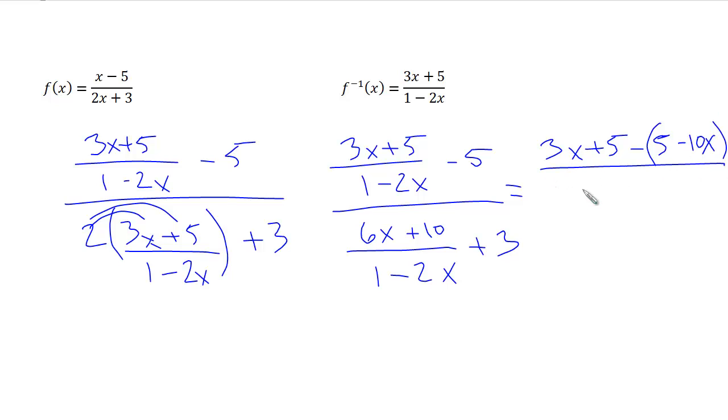And all of that is over 1 minus 2x. And do the same thing here on the bottom. So I have 6x plus 10 plus 3 times 1, and then minus 6x. And now I can begin to do a little bit more reduction here. So let's go ahead and distribute that through. So that's going to be a minus 5 and a plus 10.